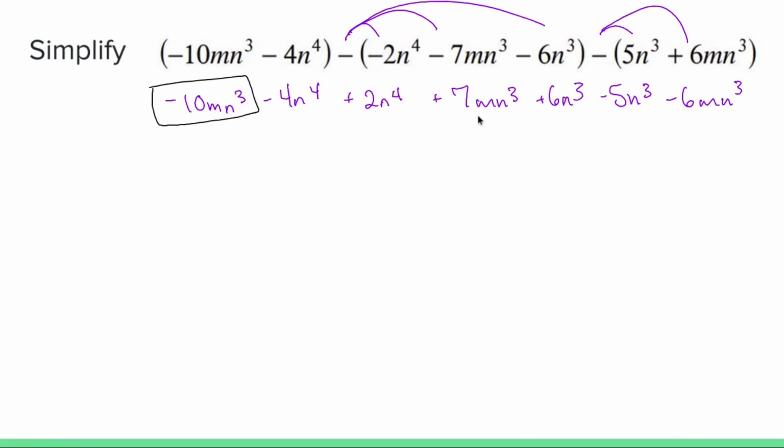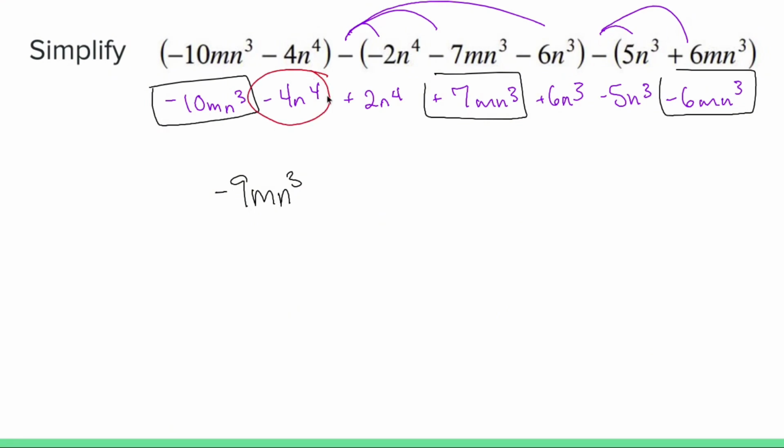So there's a negative 10mn to the third, a positive 7mn to the third, and a negative 6mn to the third. When you have like terms, add up the coefficients, but keep the variables the way they are. Negative 10 plus 7 is negative 3. Negative 3 minus 6 is negative 9. So negative 9mn to the third.